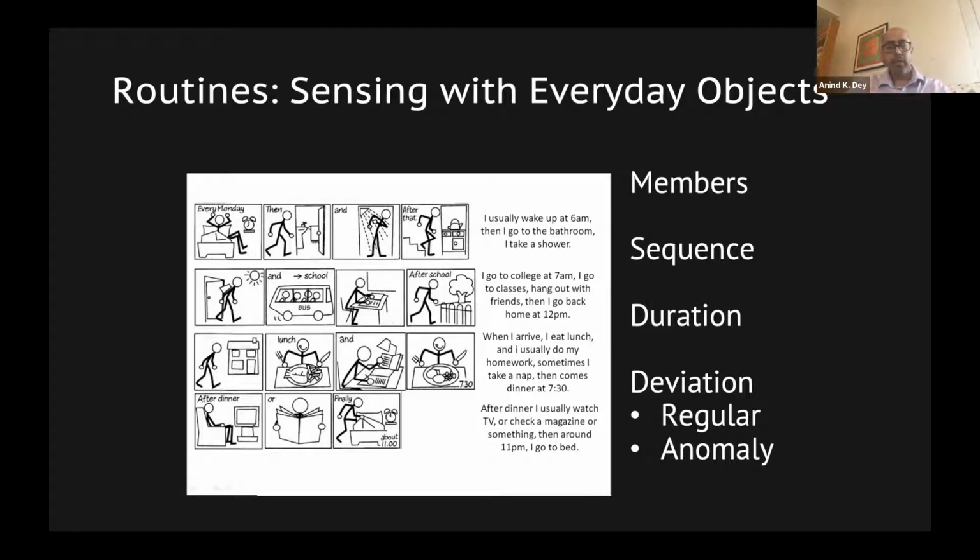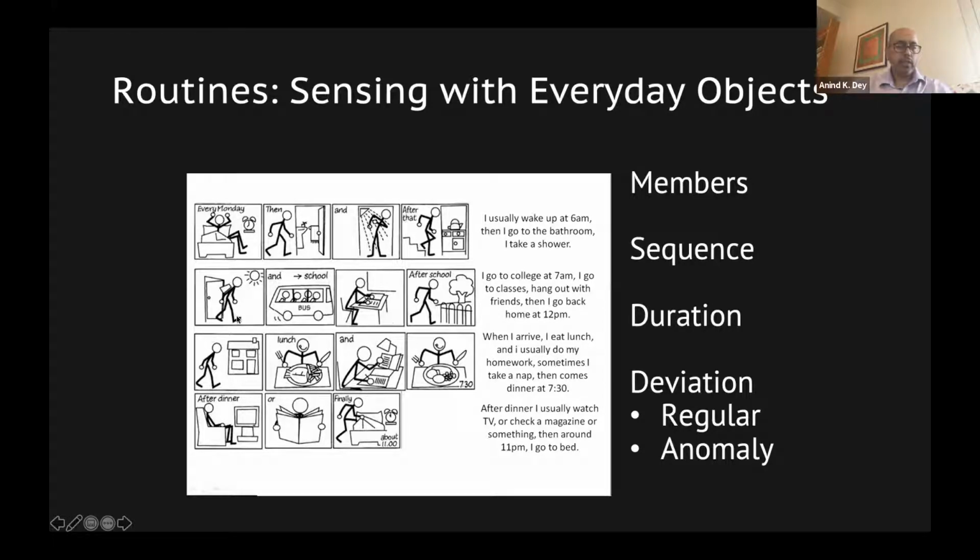What you're seeing on the screen here is the routine of somebody who wakes up in the morning, and then a student that's going to school. You can see that this routine has members, individual contextual moments. It has a sequence, implying one thing follows the other, although it doesn't have to be a strict sequence. Each of the members has a particular duration of time.